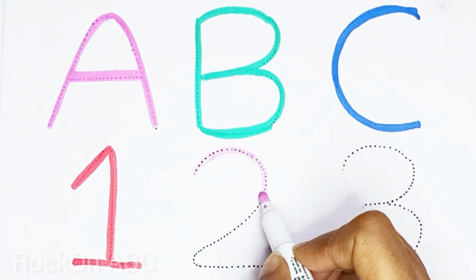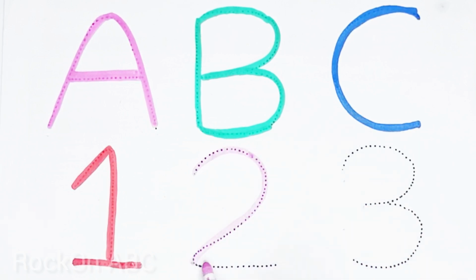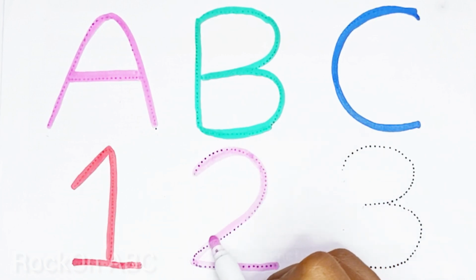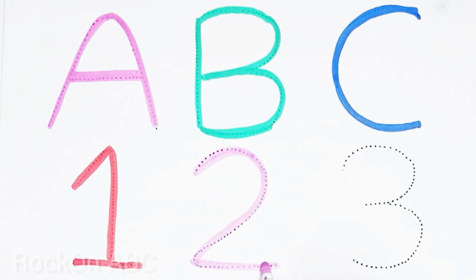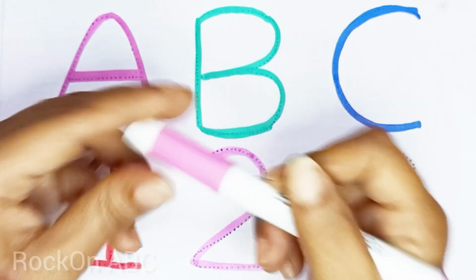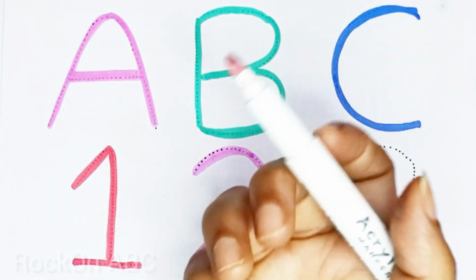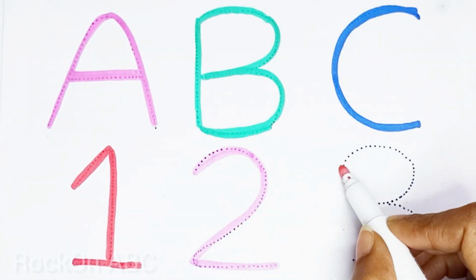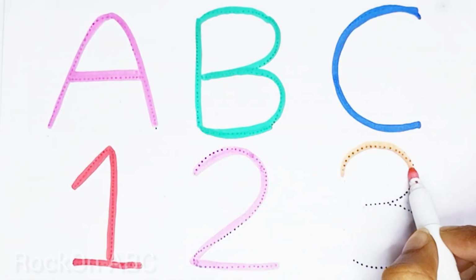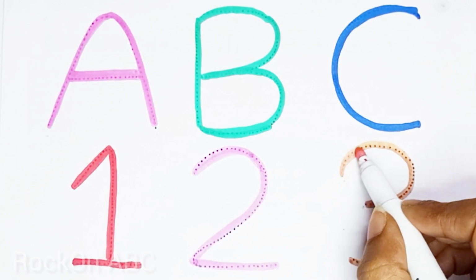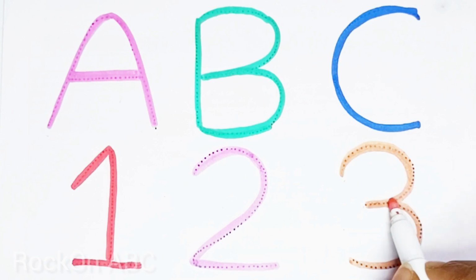दो को कलर करेंगे हम पिंक कलर से. 2 पिंक कलर. Number 3. This is orange color. Orange color से ट्रेस करेंगे हम नंबर 3 को. नंबर 3 orange color.